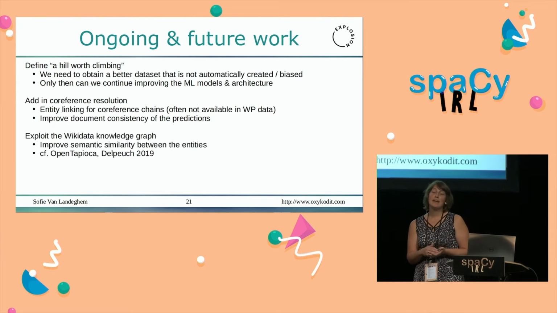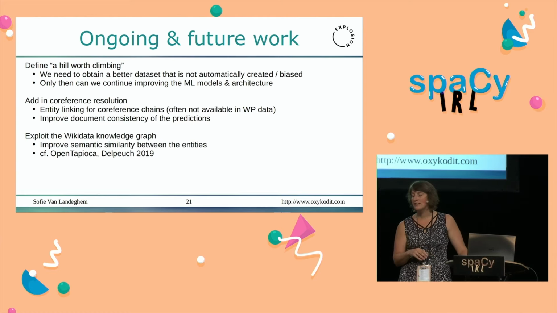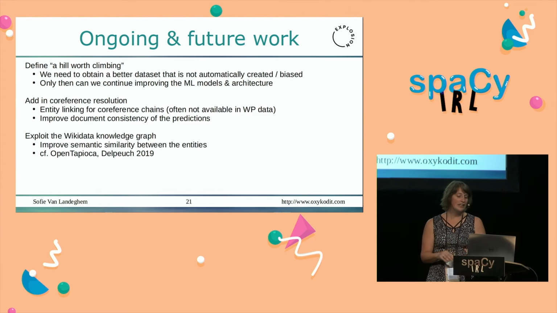One other thing that I already mentioned is adding more features into the entity linker. So there's definitely a lot more data at Wikidata that we can exploit, like the knowledge graph. There's some prior work on this, and the Wikidata dataset is really cool to parse. So definitely something to look further into.